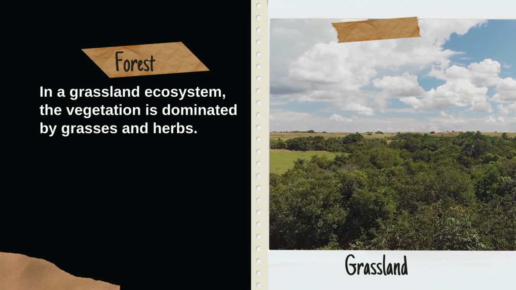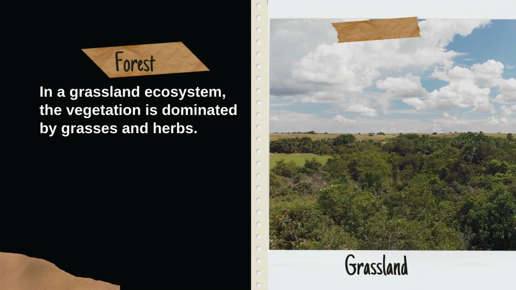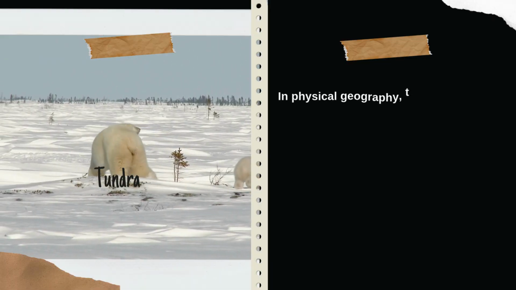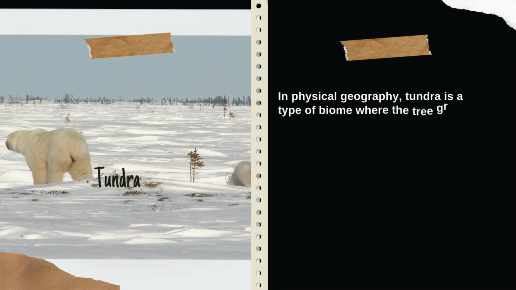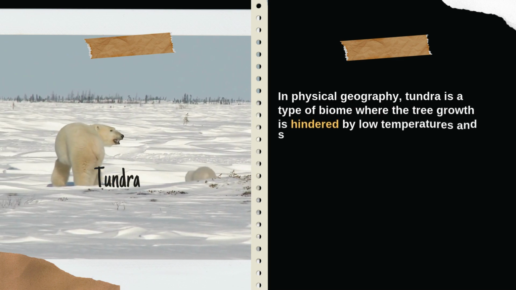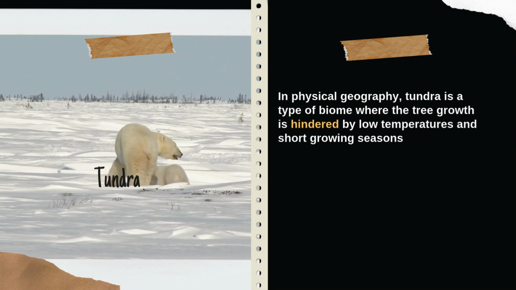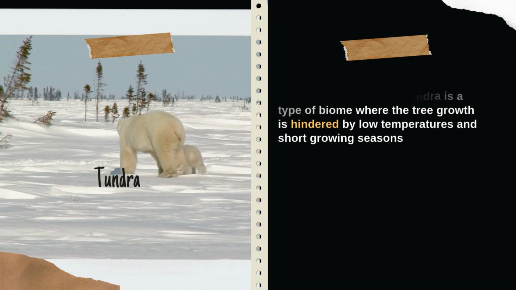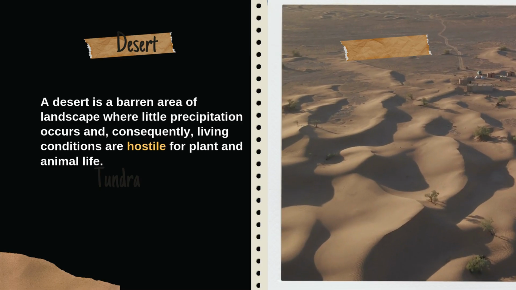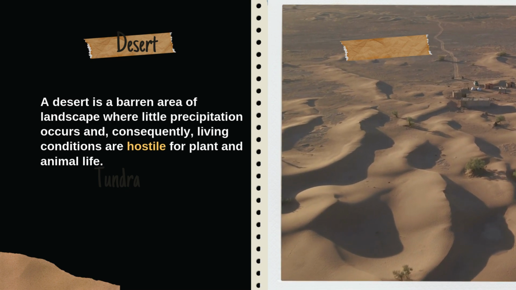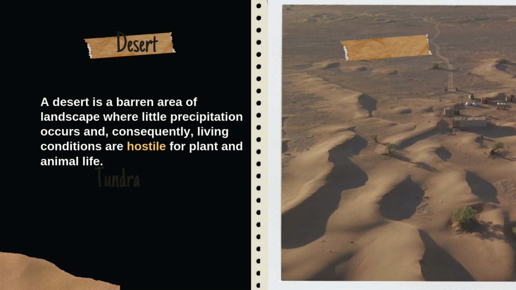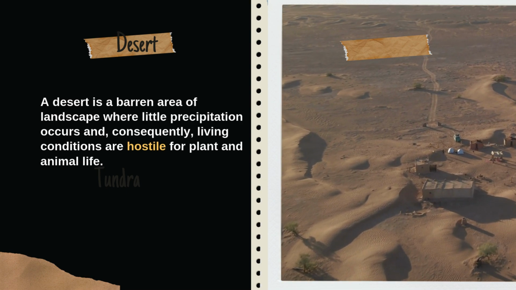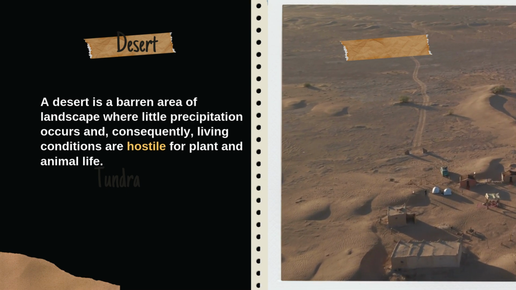In a grassland ecosystem, the vegetation is dominated by grasses and herbs. In physical geography, tundra is a type of biome where tree growth is hindered by low temperatures and short growing seasons. A desert is a barren area of a landscape where little precipitation occurs and consequently living conditions are hostile for plant and animal life.